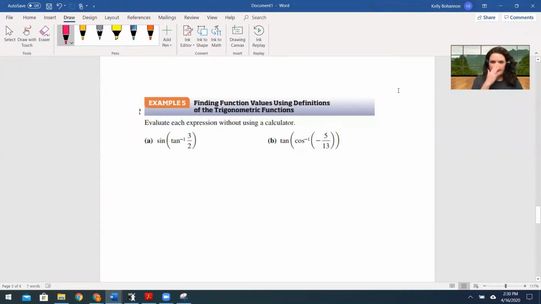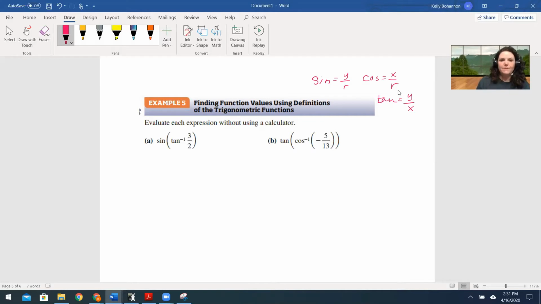Okay, so this is finding function values using definitions of the trig functions, and we are doing this without a calculator. Now, this is using definitions of the trig functions, so thinking back to sine is y over r, the y value over the radius, cosine is x over r, tangent is y over x. Because we're not using the unit circle here, but we're not using a calculator either, they're going to want exact answers, not decimal answers.